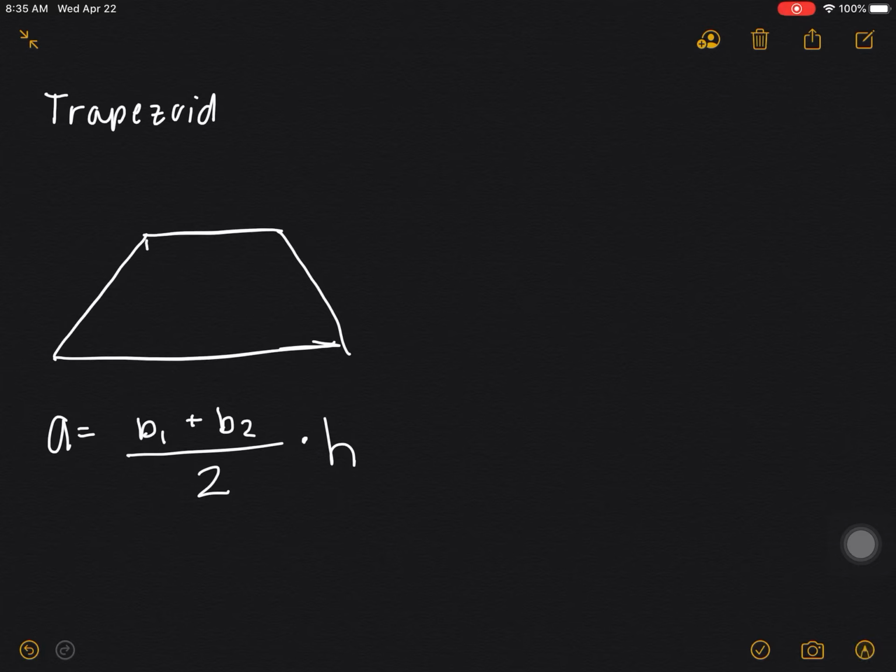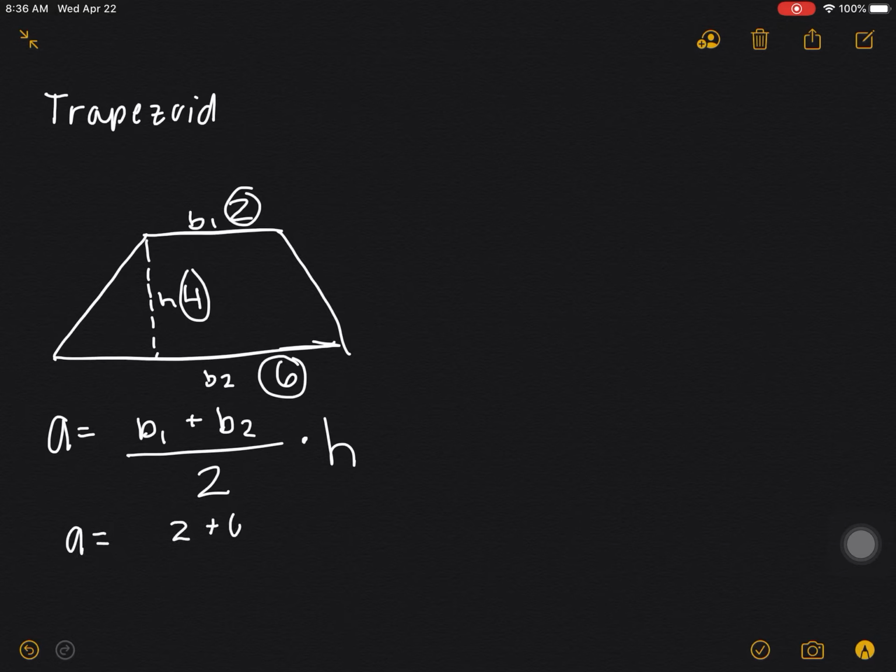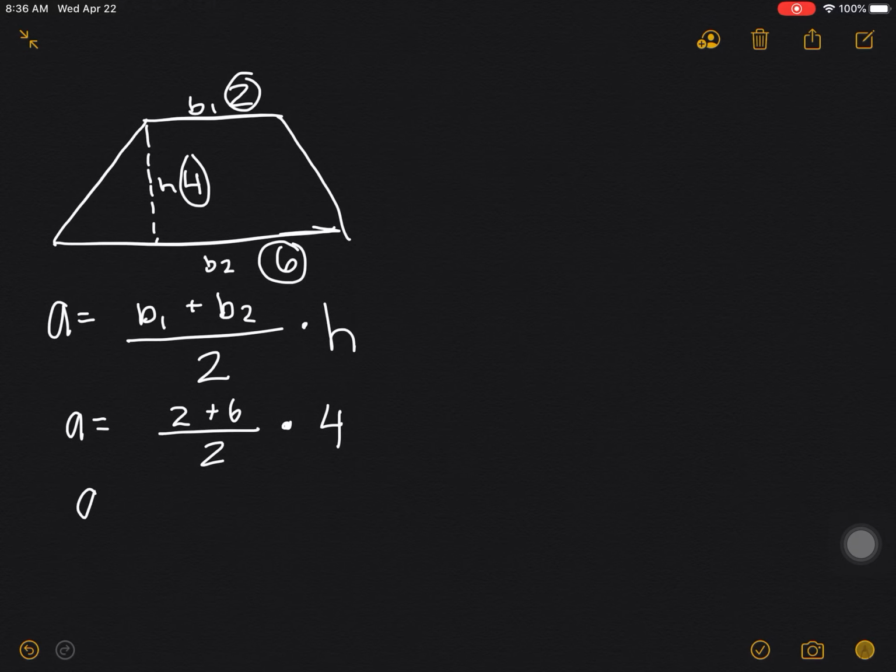So for example, let's say this is base 1, this is base 2, this is our height. So if we had, for example, this maybe was 2, let's say this was 6, and let's say our height was 4. All we would need to do would be to plug these in. So our area would be 2 plus 6, that's our base 1 plus our base 2, divided by 2 times our height, which would be 4. So when we're looking at the area of this particular trapezoid, we would have 8 divided by 2 times 4, or we would have 4 times 4. Our area would be 16.